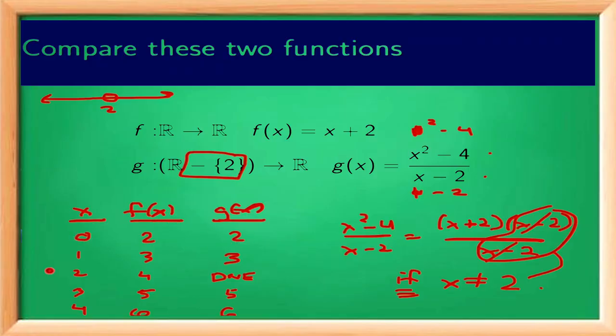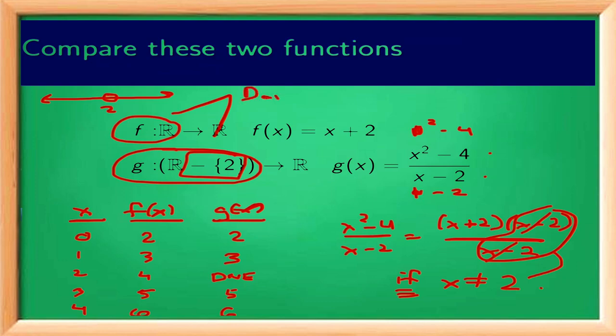And at a lot of points, they are the same. Every single point except for 2, we found they have the same output. And in fact, algebraically, I can prove that as long as x is not equal to 2, these two functions really do have the same formula. But they're not totally equal to each other either, and there's one reason why. The number 2 can be put into one of these functions, but not the other. In other words, this function has a certain domain, and this function has a different domain.